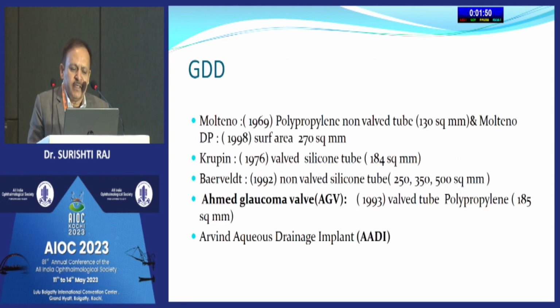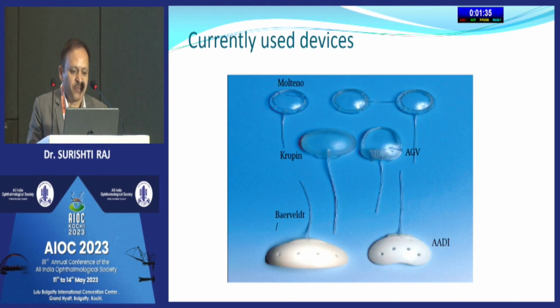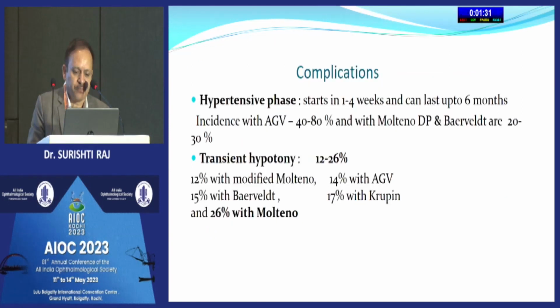So for GDD, this is the chronology of development of the implants: Molteno, then Krupin, then Baerveldt, then AGV, and the last was the Ahmed, which is basically the prototype of the Baerveldt only. These are the various designs of the various devices used.